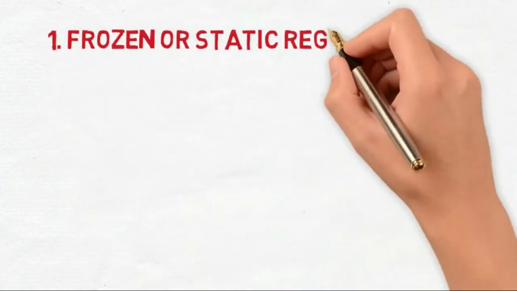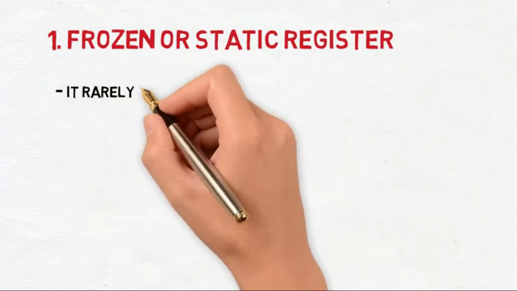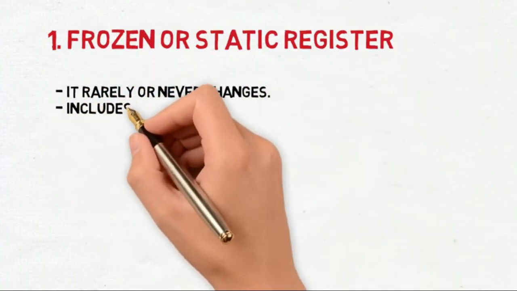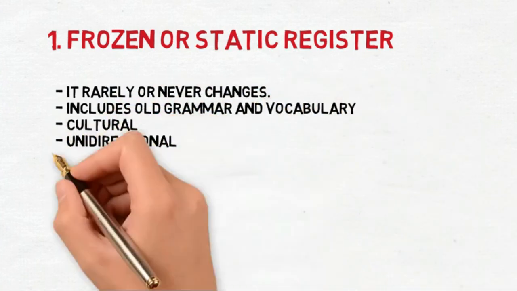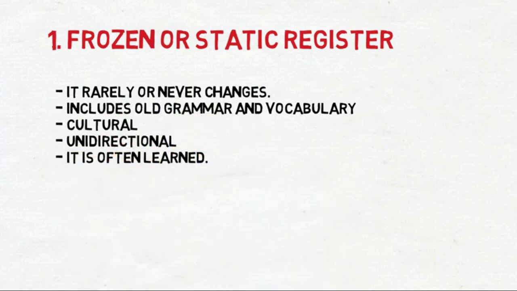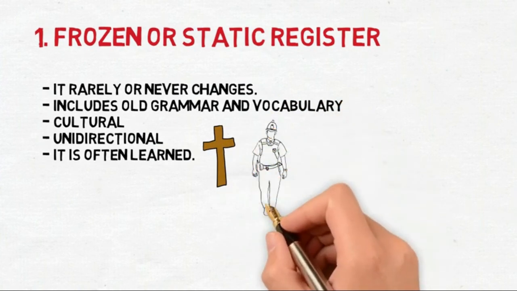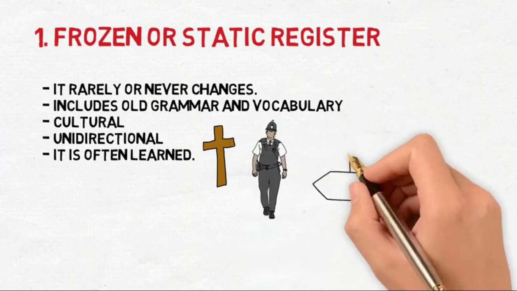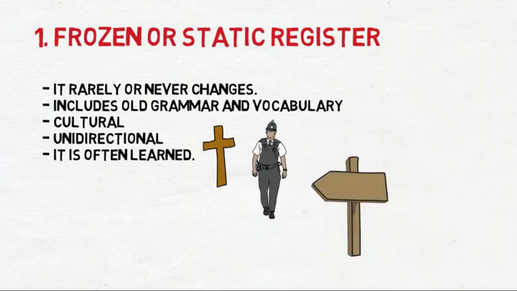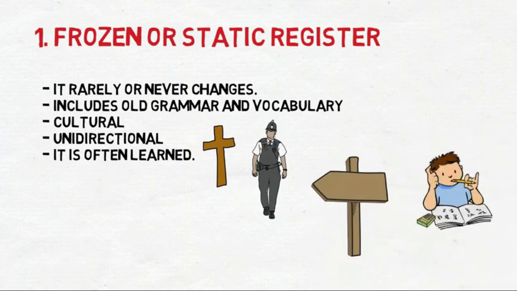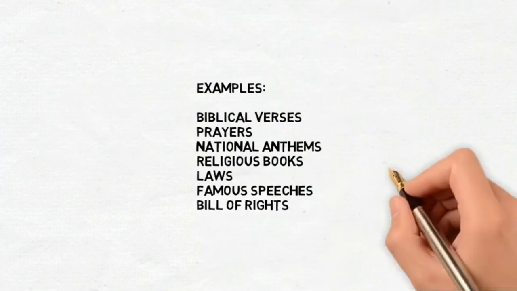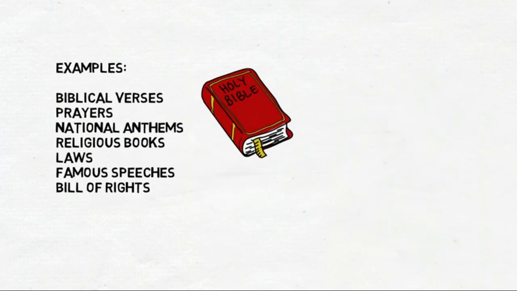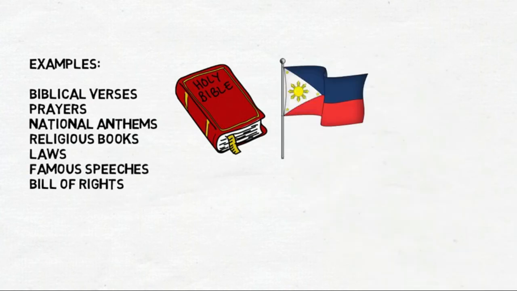Number 1, frozen or static register. These are specific written or oral acts that never or rarely change, hence the name frozen or static. Because they don't change, they sometimes include old grammar or vocabulary. They are cultural, usually related to the religions, laws, or customs of the community. They are usually unidirectional, meaning they don't involve back and forth communication. This type of language is often learned and repeated by rote memory. Some examples include biblical verses, prayers, national anthems, religious books, laws, famous speeches, and the Bill of Rights.